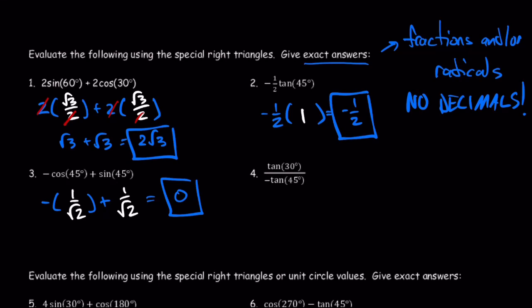Tangent of 30 divided by negative tangent 45. Tangent of 30, the way I remember it, it's the smaller one. So it's 1 over square root 3 divided by tangent of 45, which is just 1, and it wants a negative. Well, that just equals negative 1 over square root 3.